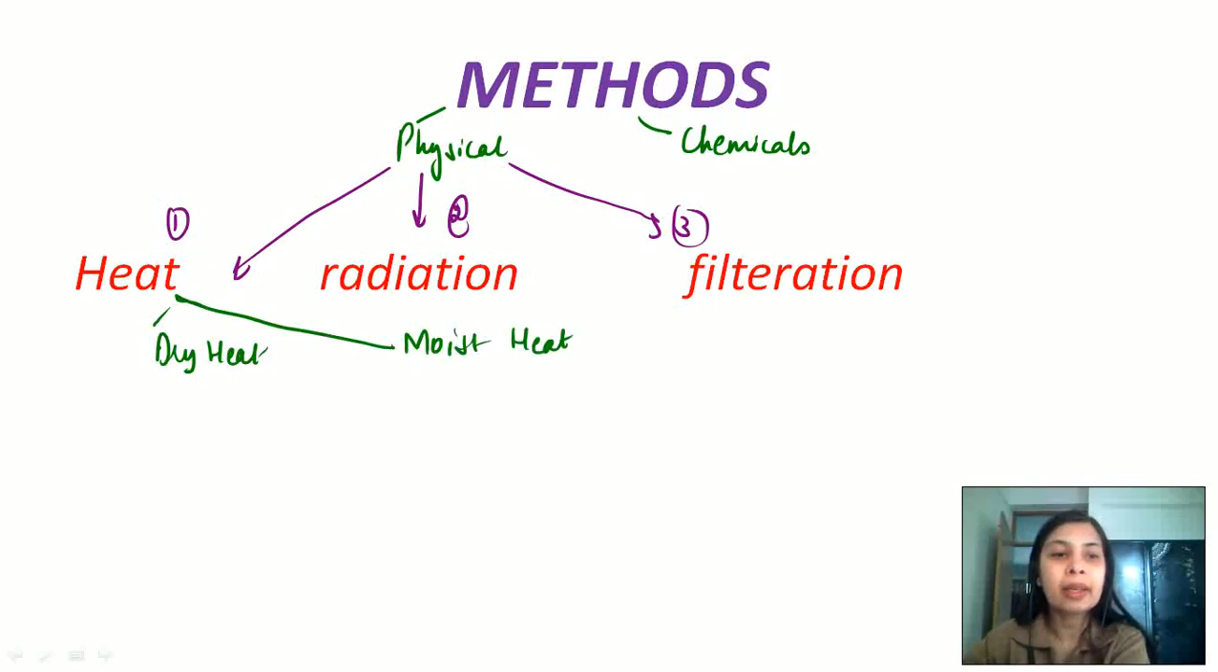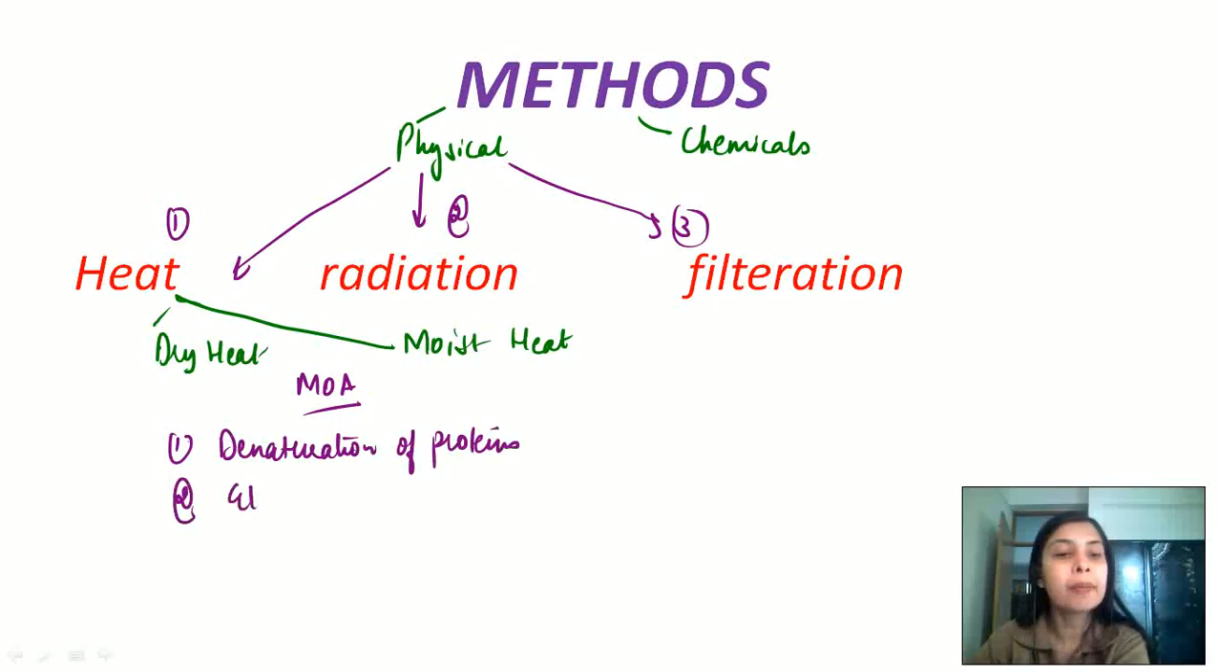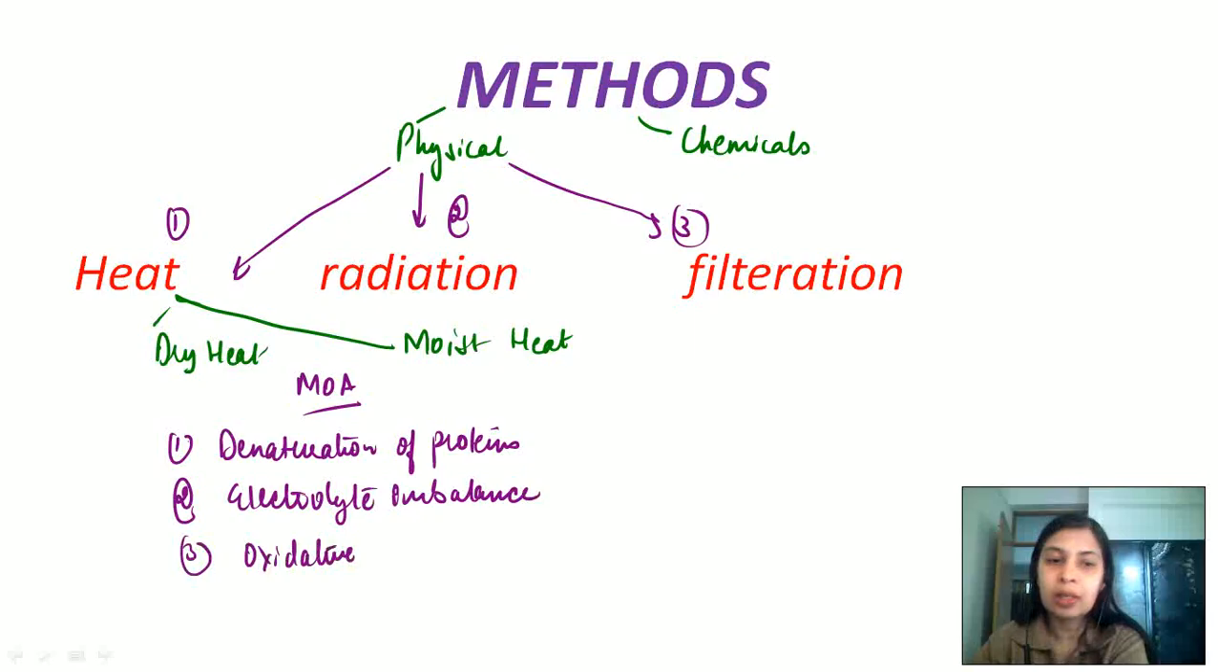Now coming to the mechanism of action. In dry heat, first of all, the mechanism of action is denaturation of proteins. After this, we have electrolyte imbalance, and the third mechanism of action is oxidative damage.